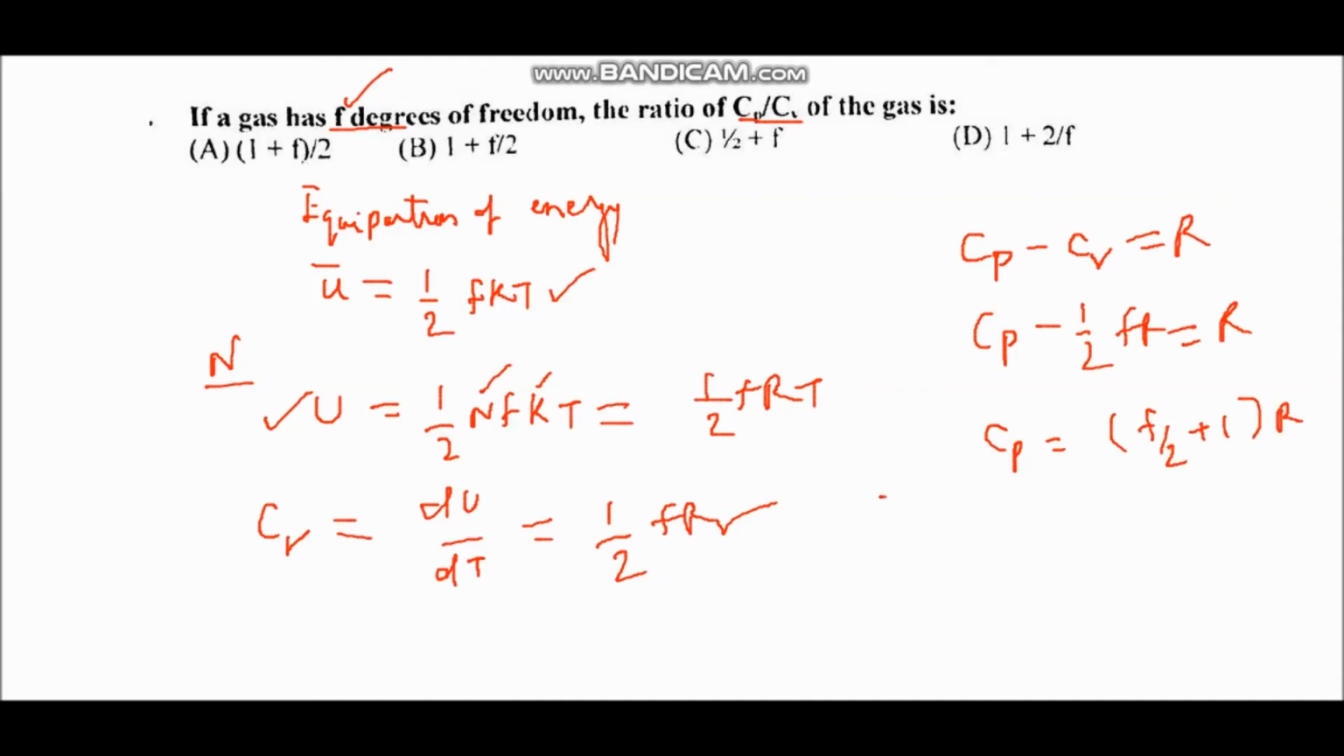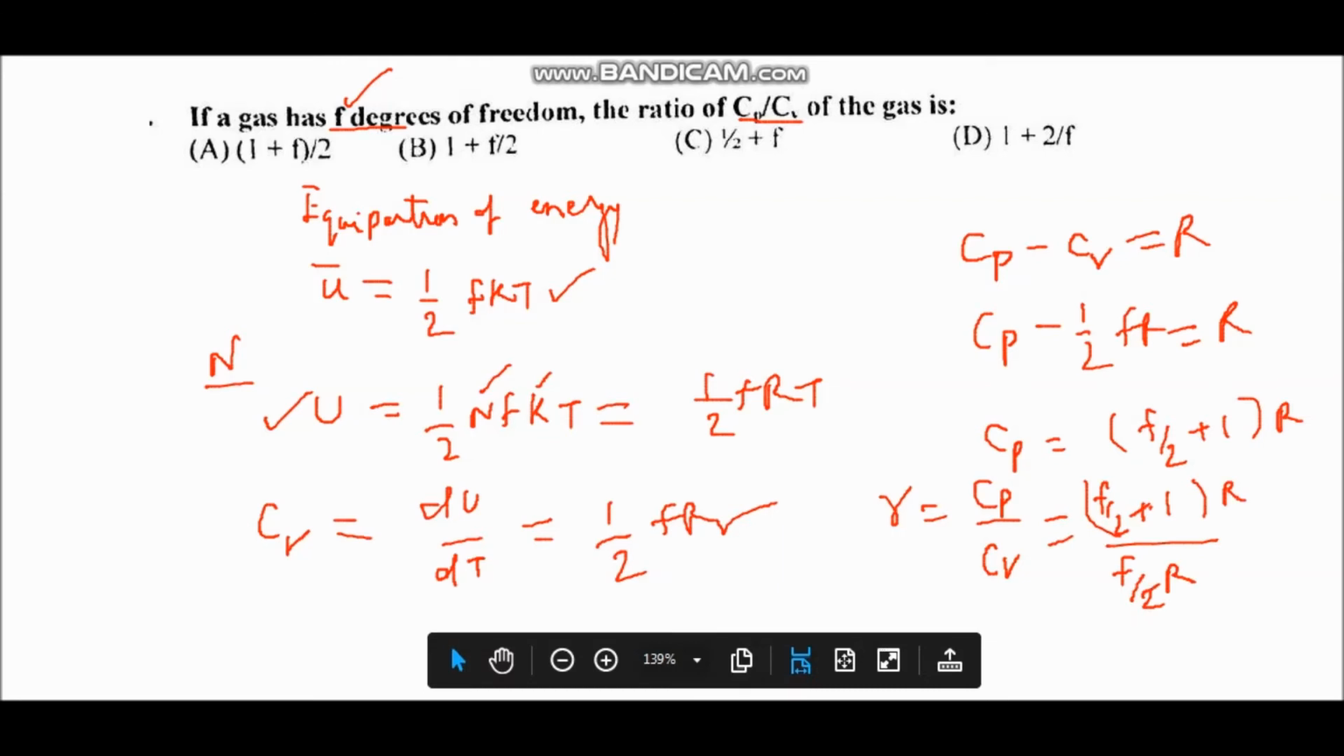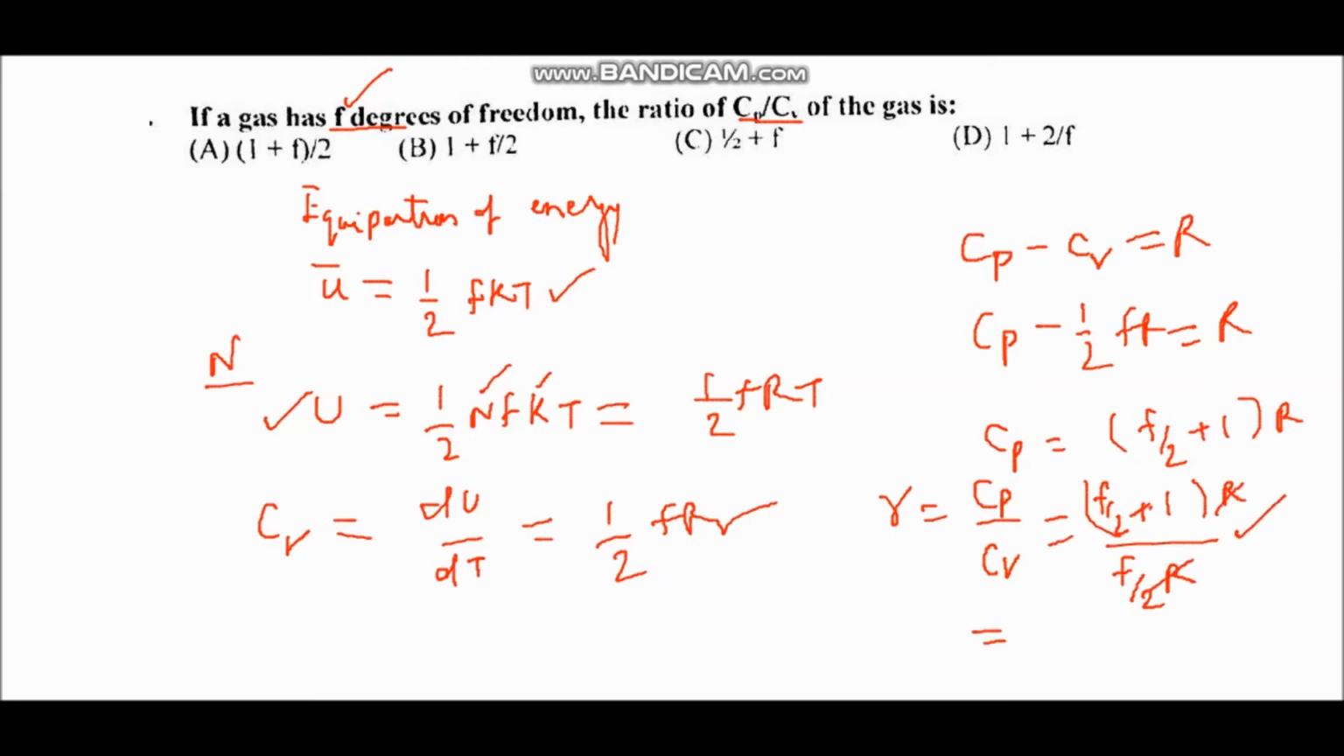Now we have to find gamma, or the ratio of Cp and Cv. So we divide both, and when we solve this equation, we get 1 plus 2 by F. So the correct option is D.